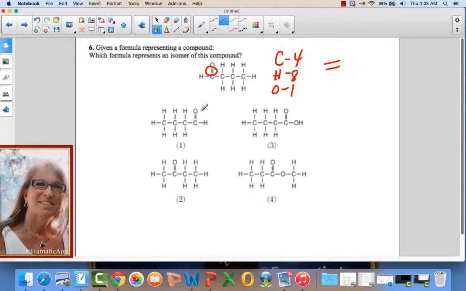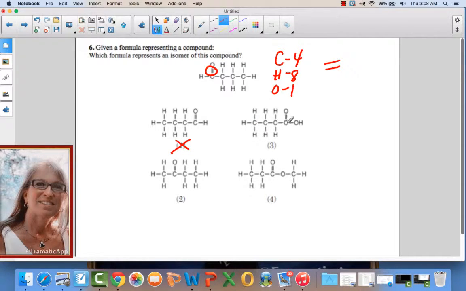This is not an isomer. It's got the same molecular formula, it's got the same double bond. If I take my original and flip it over, number 1 is the mirror image of it. Mirror images do not count.